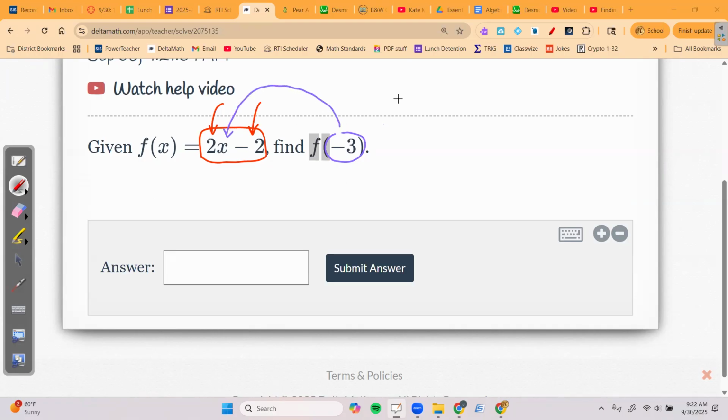What do you think we're going to do with this -3? We're going to plug it in. Yep. We're going to just take -3 and plug it in right there. And we're going to do some little kitty math. Are you ready? So if I want to do f of -3, I'm going to do 2 times where x used to be, minus 2. Put -3 in there. What's 2 times -3? What's -6 minus 2?